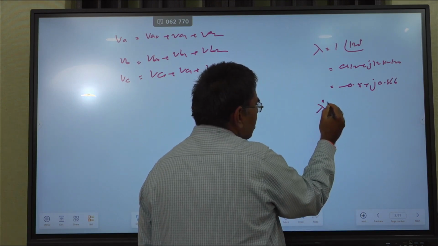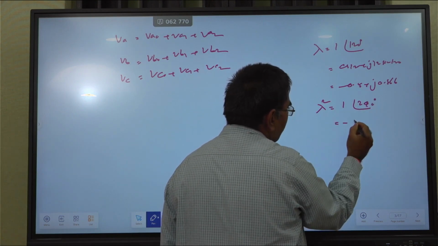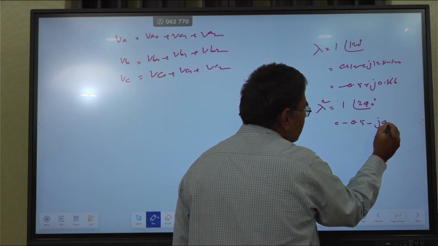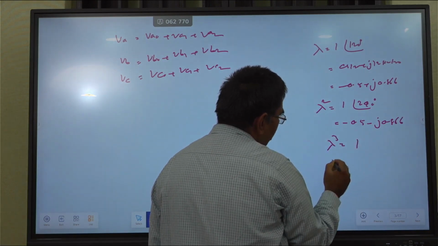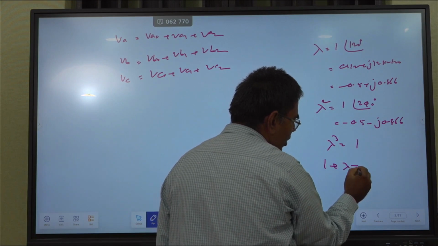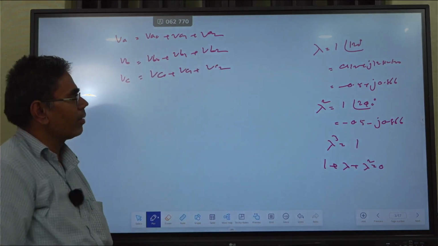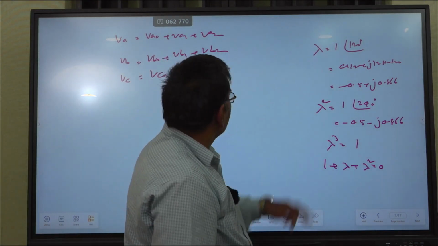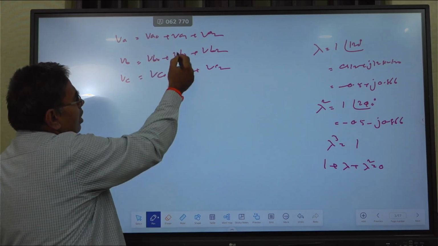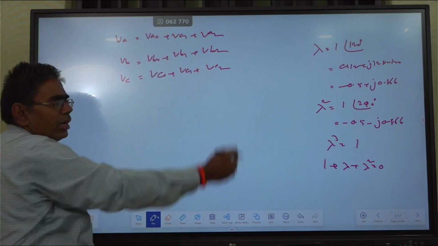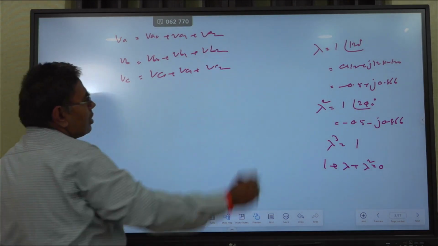Similarly, lambda square is equal to 1 at an angle of 240 degrees. In rectangular form this is minus 0.5 minus j 0.866. Lambda cubed is equal to 1. Then 1 plus lambda plus lambda square is equal to 0. These are the properties of lambda. Considering this lambda, we write VB0 and VC0 in terms of VA0, VB1 and VC1 in terms of VA1, and VB2 and VC2 in terms of VA2.